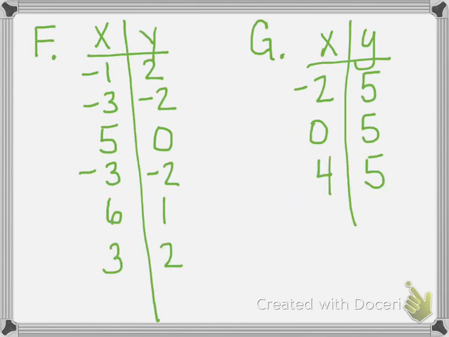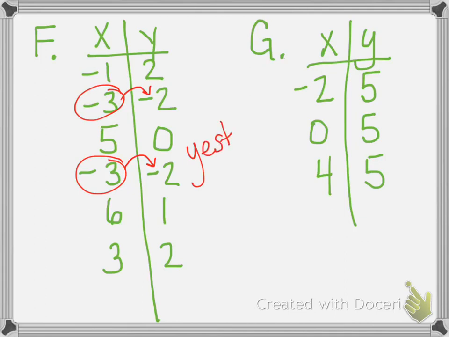Here we have two more tables. F, quite a few different ones, and the first thing you should clue yourself in on is, are any x's repeating? So if we look, -1, don't see that, -3, oh, I see that again. So -3 is repeating. So don't immediately stop and say it's not a function. Look a little further. As we look over, it gives me a -2. That means every time I put in a -3, I should get out a -2. And I do. So this is a function.